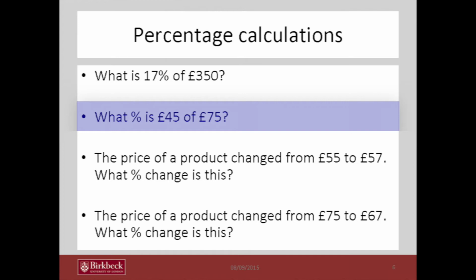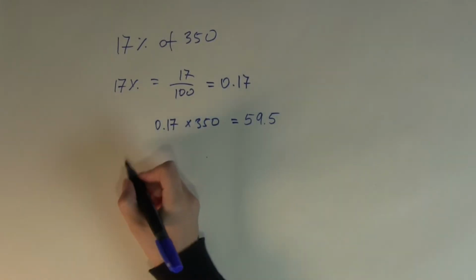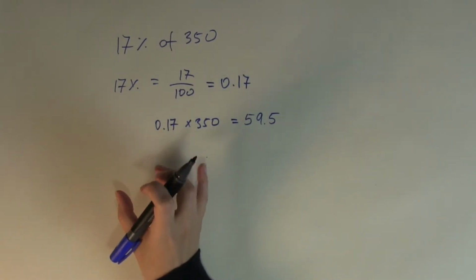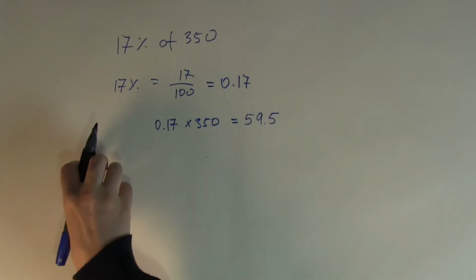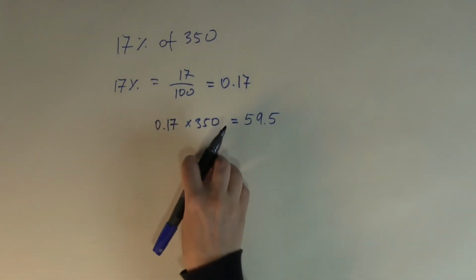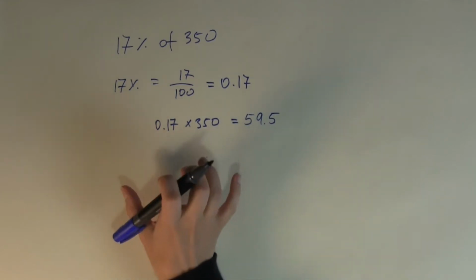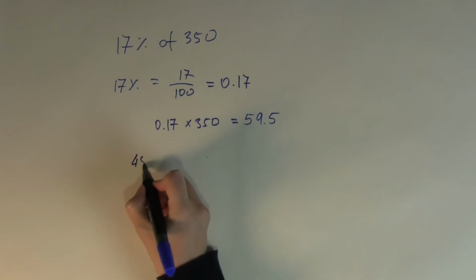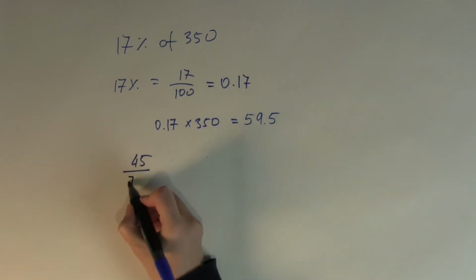Another type of calculation that sometimes comes up with percentages is when you need to find out what percent 45 is of £75, for example. So if you want to know what is the percent, you need to know what is the amount that represents the percentage, what is the full amount in the scenario. So in this case, I want to find out 45 as a percentage of 75.